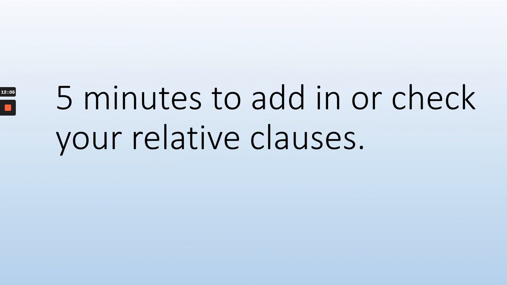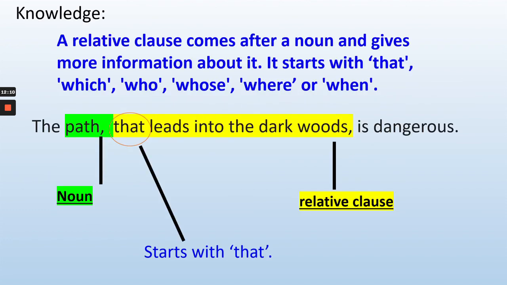Now you have 5 minutes to add in or check your relative clauses. Now remember, your relative clauses can start with that, which, who, whose, where, or when, and they talk about the noun that it comes right after. So you might now be able to find some nouns and see if you can add some more information in about that noun using a relative clause. Pause the video while you add in some relative clauses or check your writing and then press play when you're ready to check your work or keep going.